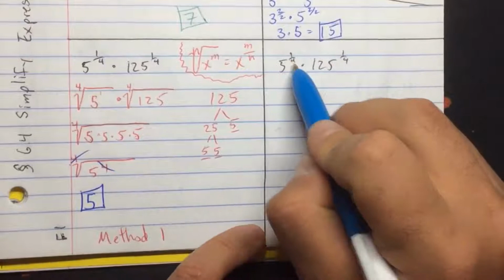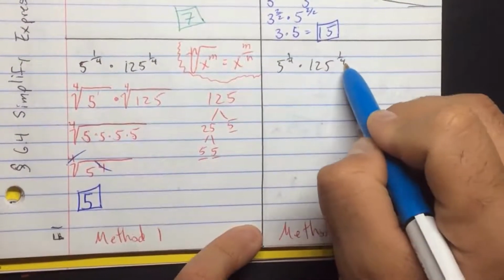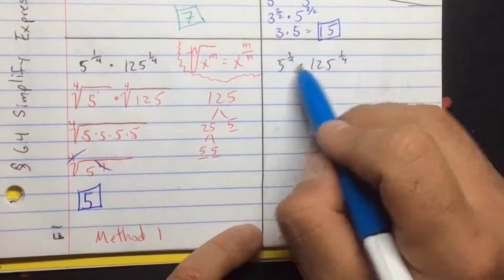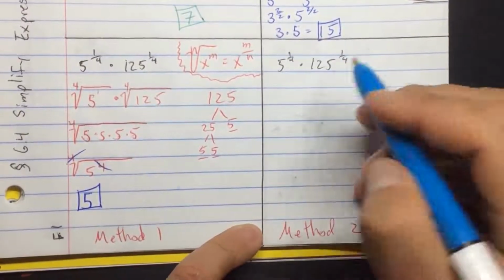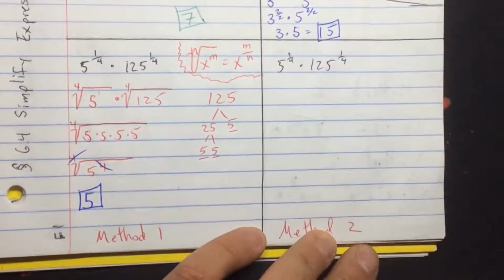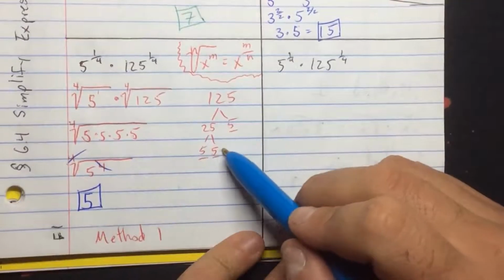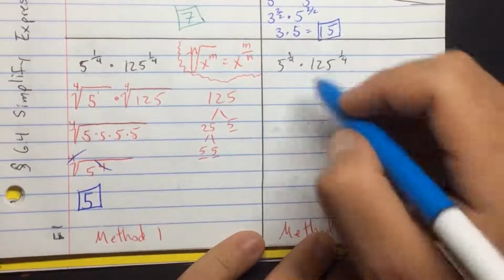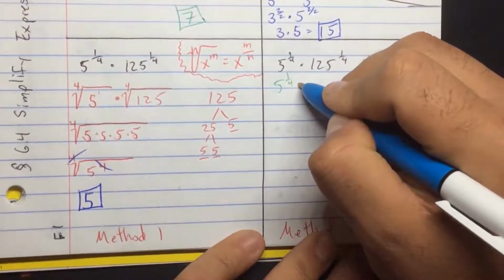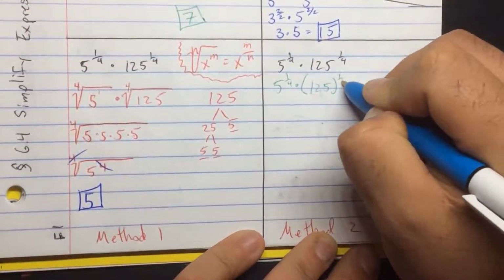For method 2, we're going to go over here and check this out. So now we have 5 to the 1/4 power times 125 to the 1/4 power. Because they are not the same base, we can't add the exponential values yet. So we're going to make them the same base by simplifying our 125. I already know because of the one before that 125 is actually 5 times 5 times 5. So that means I can rewrite this as 5 to the 1/4 times 125 to the 1/4 power.